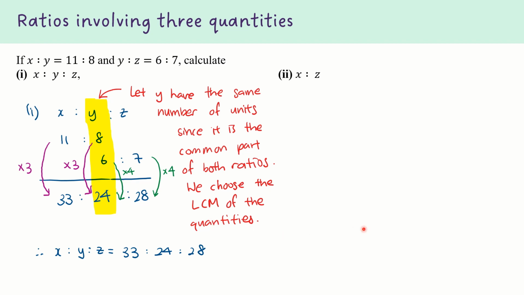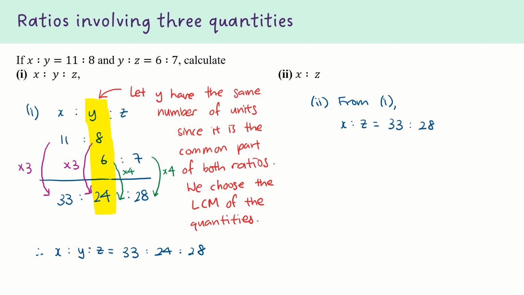Moving on to part 2, in order to look for the ratio of x is to z, we rely on our answer in part 1. In part 1 itself, we see that the number of units for x is 33 and the number of units for z is 28. And therefore x is to z will have the ratio of 33:28.